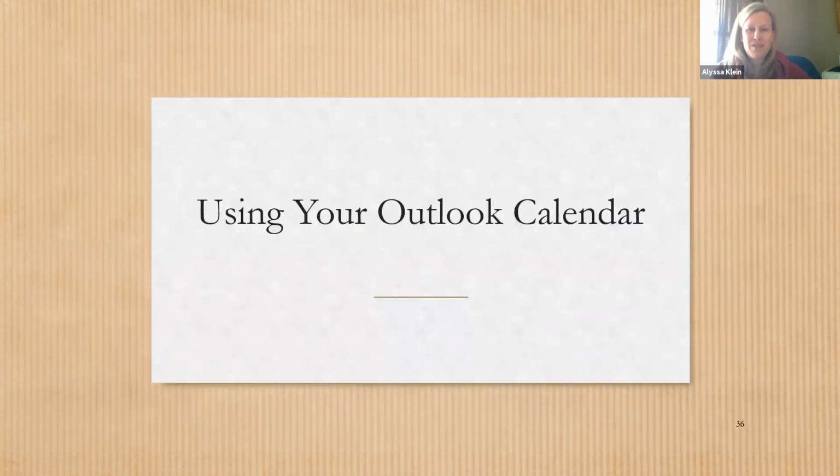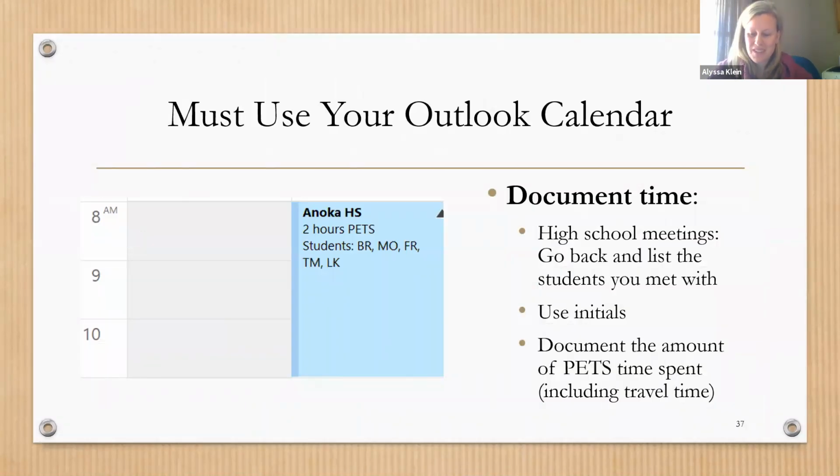Now let's review everybody's favorite topic, which is using your Outlook calendar to document your pre-ETS time charging. So again, when you're able to actually travel, this is what it would look like when you go out to high schools to meet with students. Afterwards, you'll need to go back into Outlook to document how much of your time was spent on pre-ETS required services and which students you provided the pre-ETS required services to. You'll want to use the student's initials and document the amount of pre-ETS time.